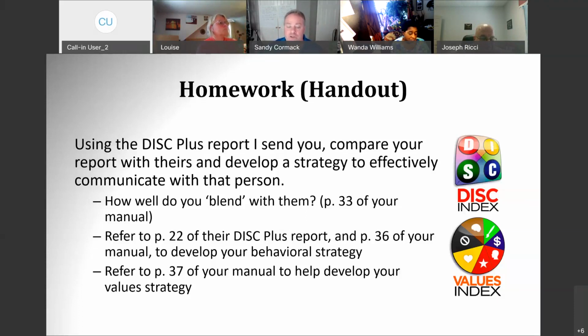It will help you more than hinder you if you can develop a more effective communication style that helps you blend better and eliminate some of those communication barriers. And then Wanda said that she felt her team had some communication issues and you had somebody come in and help with your communication style. So what exactly did you have them do there?